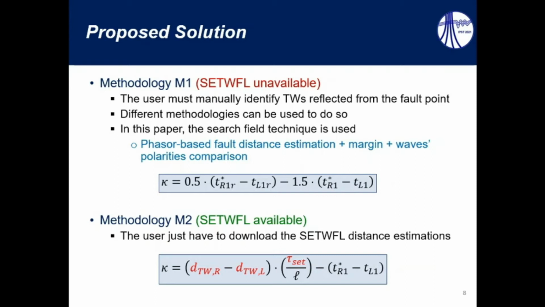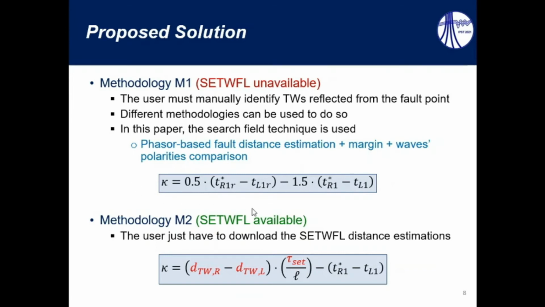Talking a little bit more about these methodologies, when we consider that the fault distance estimations are unavailable, the user must manually identify traveling waves reflected from the fault point. To do so, different methodologies can be used, and in this paper the search field technique is applied, which basically considers a rough phasor-based fault distance estimation, and based on that we estimate the time instant at which we expect to see the fault reflection. We then use some margin and compare the polarities of the waves within this search field in such a way that we can detect the reflections from the fault point, and thus the synchronization formula can be further simplified, resulting in this one here.